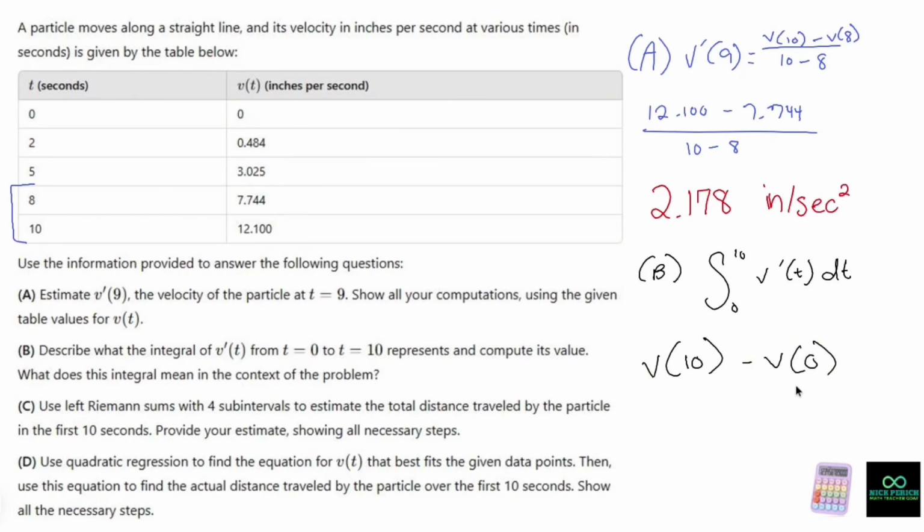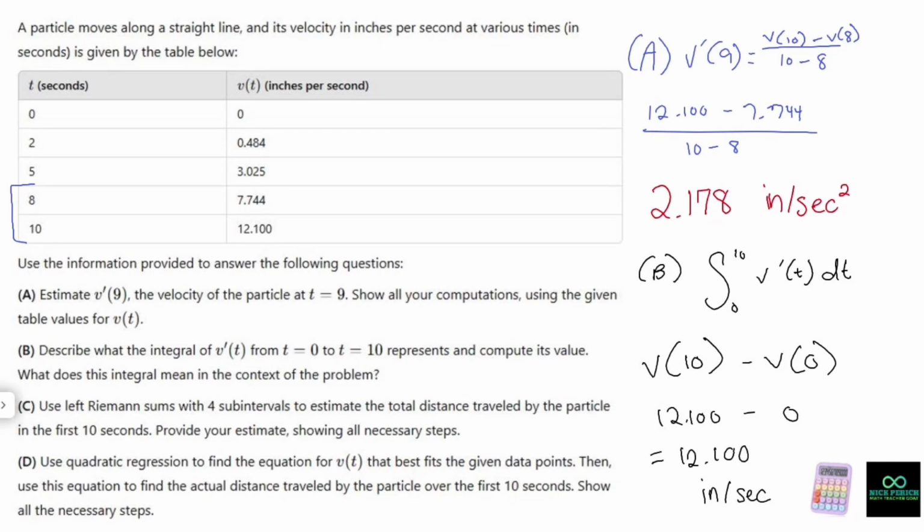And I don't need a calculator for this one. We already know V of 10 is 12.100, V of 0 is 0, and because I can do the math in my head, I know I'm going to get 12.100. And since this is dealing with the original velocity, it's going to be inches per second. So the answer to A was acceleration. The answer to B was take the acceleration, integrate that, which takes you back to the original velocity. Fun, fun, fun in the sun.